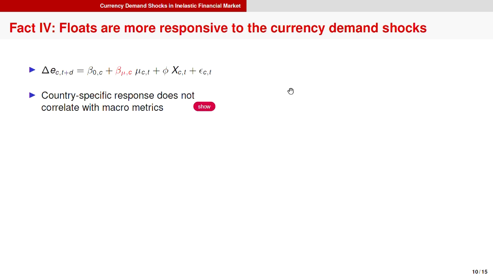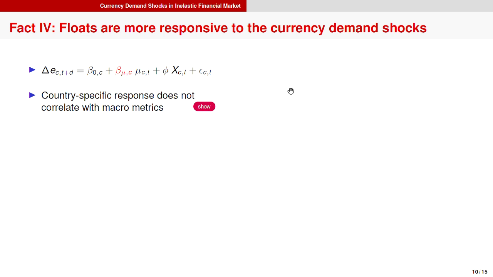And finally, we want to understand if there's heterogeneous impact of exchange rates in response to government currency demand shock. So here we take the same regression as we had in Fact 1, but rather than doing a pooled regression across countries, here we do a country-specific estimate. So this beta is now country-specific, indexed by country C. We want to understand if there's country variation of response across countries, and if there are, what's the driving factor of that?